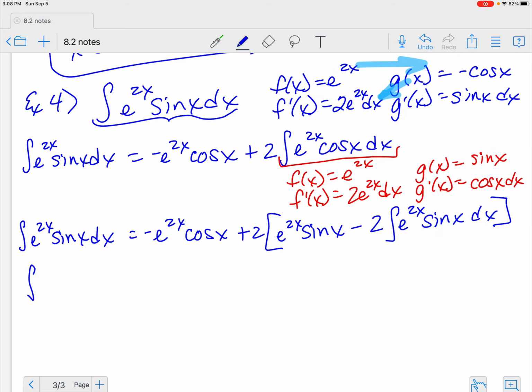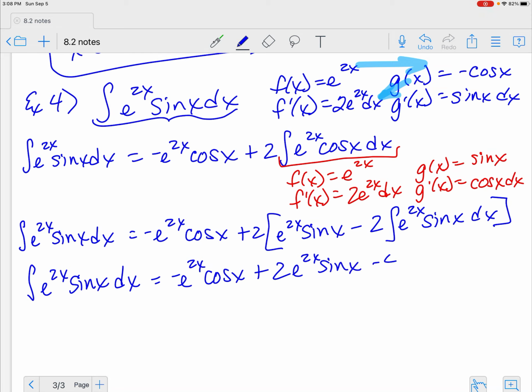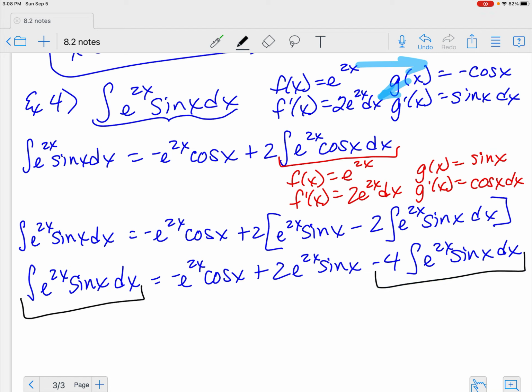Now you just distribute that 2 first, and then we'll combine like terms. And this is also why we rewrite this. Negative e to the 2x cosine x plus 2e to the 2x sine x minus 4 integrals of e to the 2x sine x dx. So that's the point. There are 4 of these on the right side of the equal sign, 1 of them on the left side of the equal sign. That's why on these problems, these cyclical spin in circles problems, technically we never write this part of it because we know that this is what it is. It just equals this. We just write the equal sign on everything so far, right?